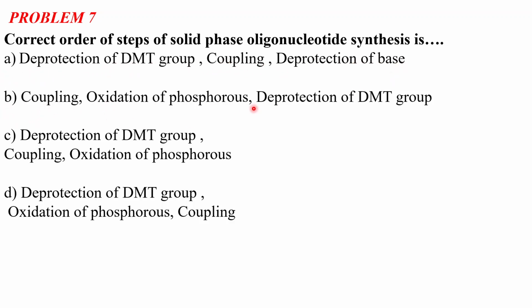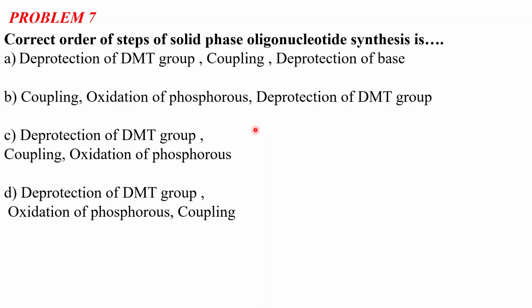Number B: coupling followed by oxidation of phosphorus, followed by deprotection of the DMT group. Number C: deprotection of the DMT group followed by coupling, followed by oxidation of phosphorus. And number D: deprotection of the DMT group, followed by oxidation of phosphorus, followed by coupling. What will be the correct order of the steps for the solid phase oligonucleotide synthesis?